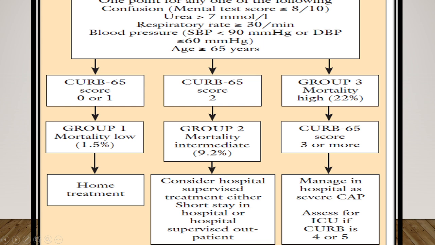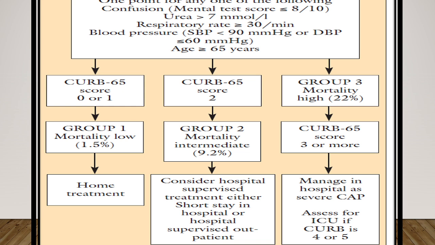Then comes R. R means respiratory rate, when the respiratory rate is more than or equal to 30 per minute. Then B. B is for blood pressure, when the systolic BP is less than 90 millimeter mercury or diastolic BP is less than or equal to 60 millimeter mercury. And 65 means the age. When the age is more than or equal to 65, then it is one of the severity criteria that we use for scoring the pneumonia.